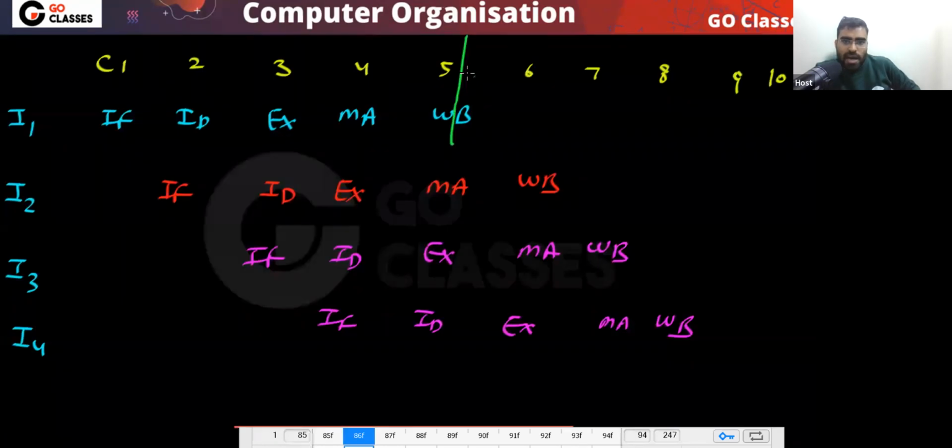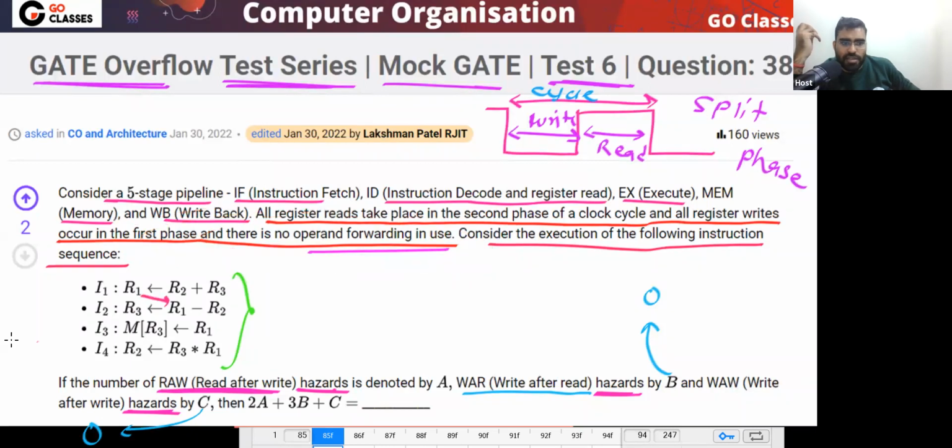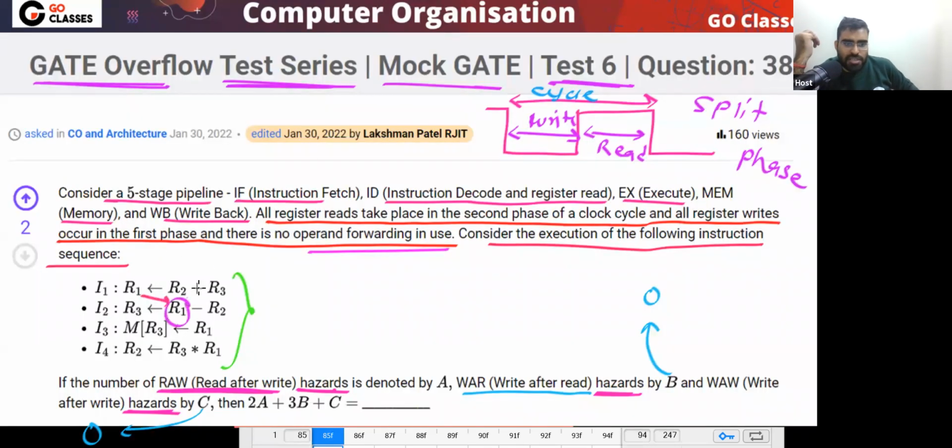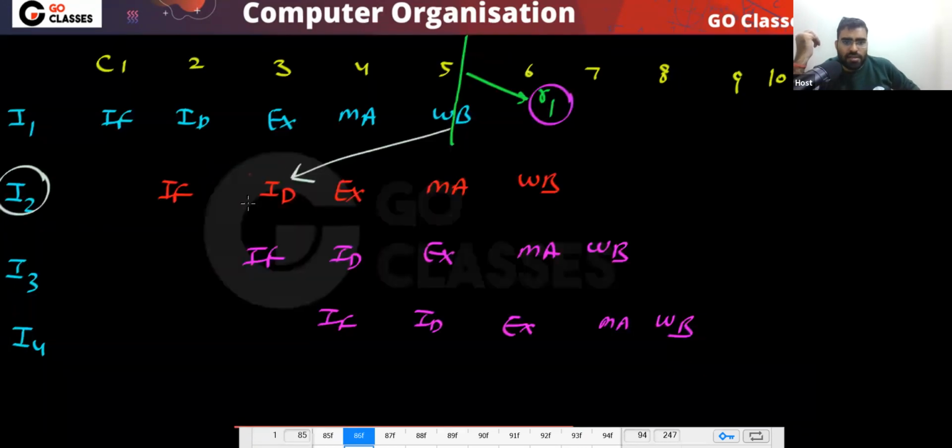So what it means is, here the R1 correct value will be available. But where is I2 reading? I2 is reading here. So is this time travel or not? R1, the correct value, is available here because there is a split phase and no operand forwarding. But I2 is reading R1 in this ID stage. This is time travel. So this is your hazard. You got your first hazard.